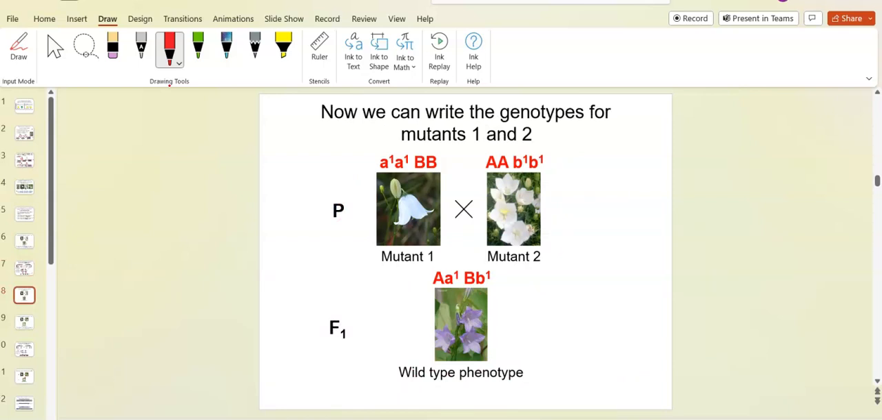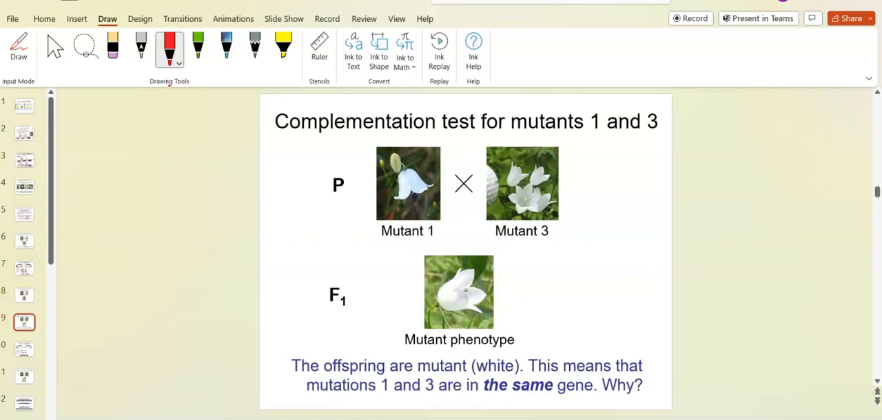Hopefully that makes sense. And then again, this is just showing you the designation that we would use. A1 if there's more than one, B1 if there's more than one, and then this is the designation for the hybrids, the dihybrids. All right, so let's say we do another one. We cross mutant 1 and mutant 3, and the offspring are not wild type, they're still mutant. Well, we know that that means that they're in the same gene, not a different gene, right?